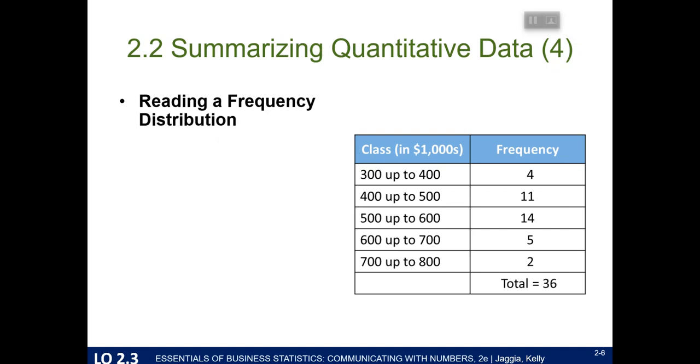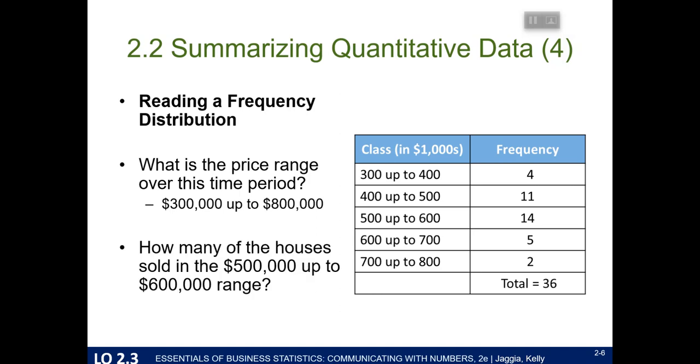When we read a frequency distribution, we look at the price range over this period of time. Our price range was 300 to 800,000. How many of those houses sold, for example, in the 500 to 600 range? We can see that's where the majority of the houses are. So if I'm looking for a house, or I'm a realtor helping someone buy a house and they ask, well, what can I expect?